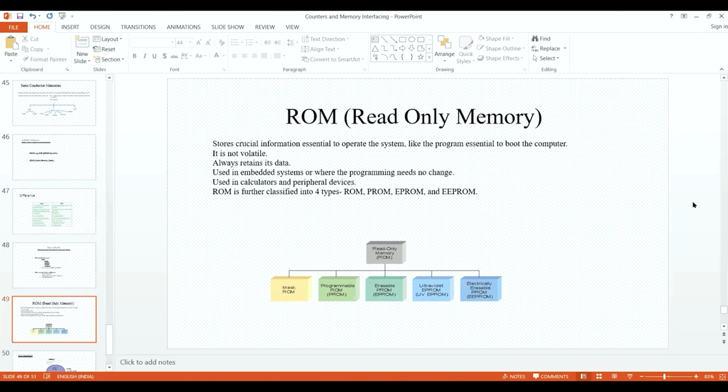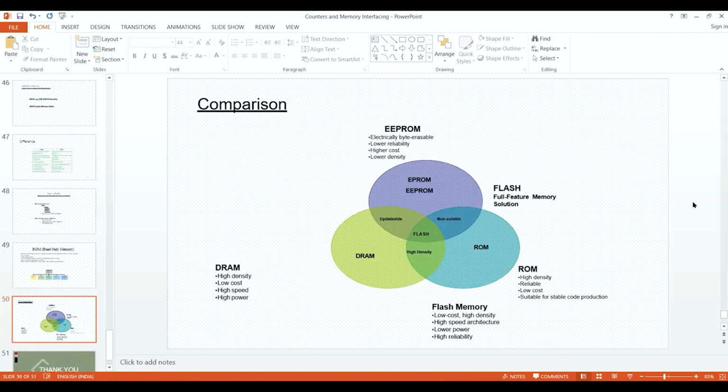Very crucial information is required. That crucial information essential to operate the system is used to boot the computer. It is not volatile and retains its data. There are different types of it, used in calculators and peripheral devices. This is very important. This is normally asked through a Venn diagram also. You can see EPROM and EEPROM, electrically erasable PROM, and flash is basically another kind of memory, and DRAM and ROM somehow can be clubbed together.